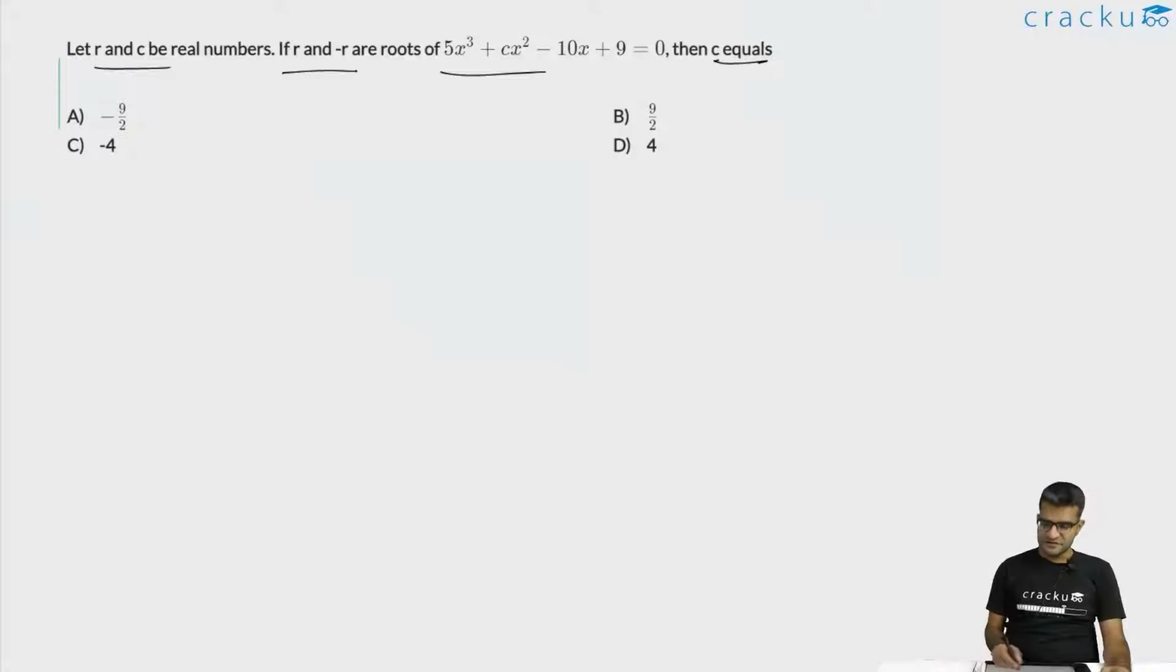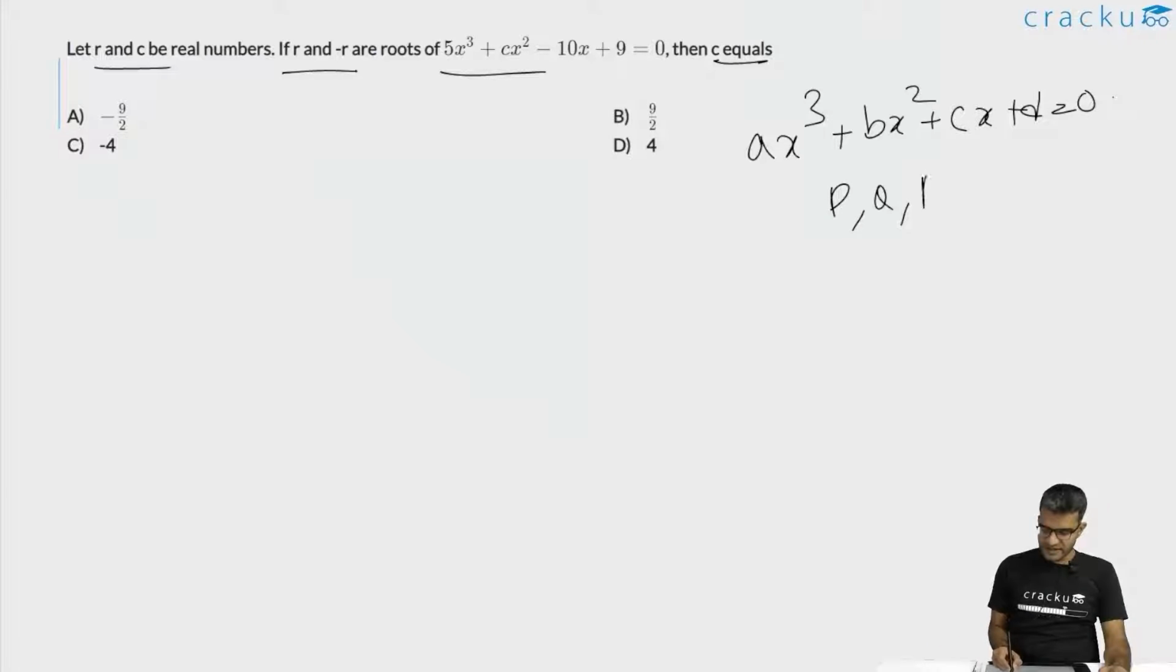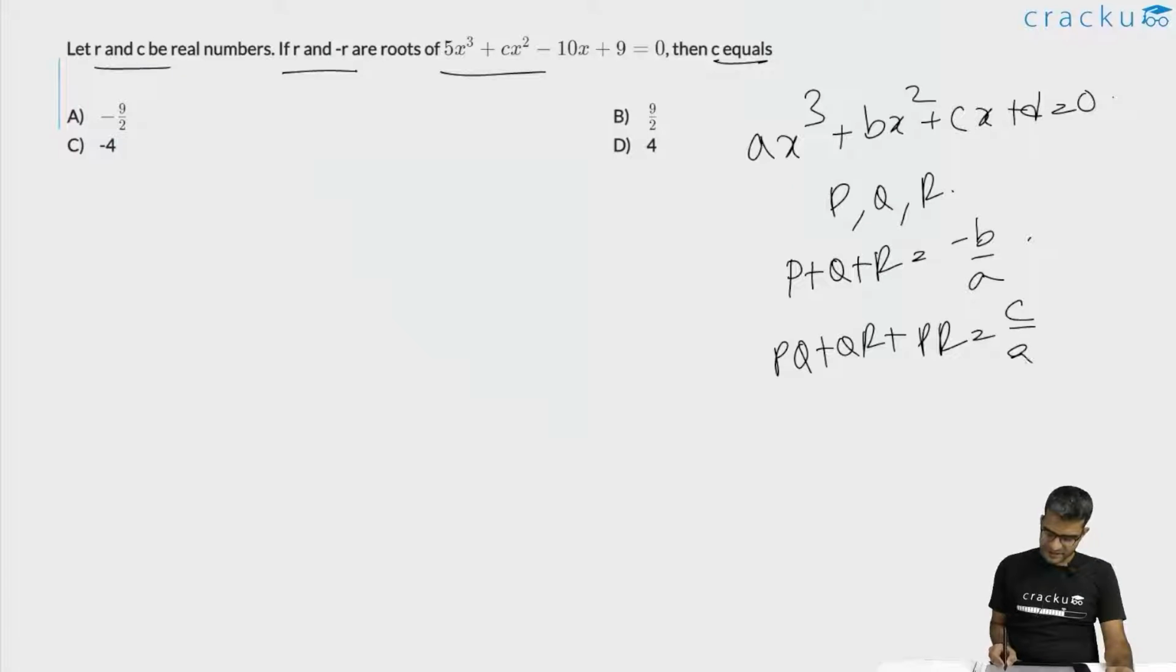In a cubic equation of the form ax cube plus bx square plus cx plus d equal to 0, if the three roots are p, q and r, the sum of the roots, p plus q plus r, will be equal to minus b by a. The product of the roots taken two at a time, pq plus qr plus pr, is equal to c by a, and the product of the roots, p into q into r, is equal to minus d by a.